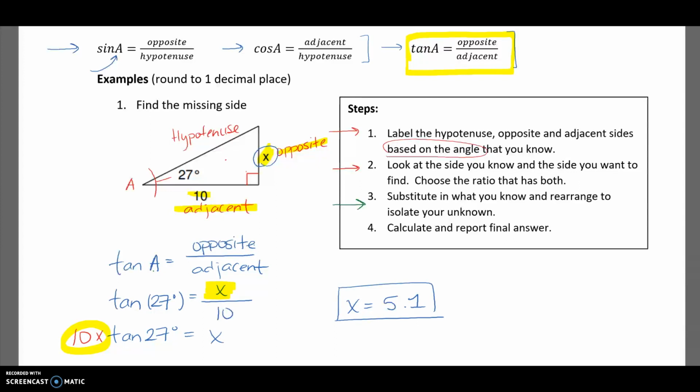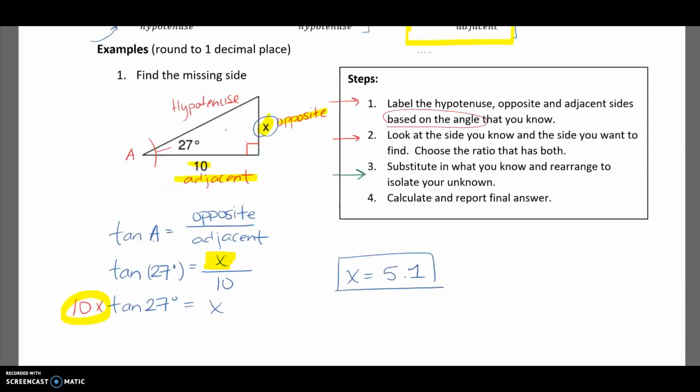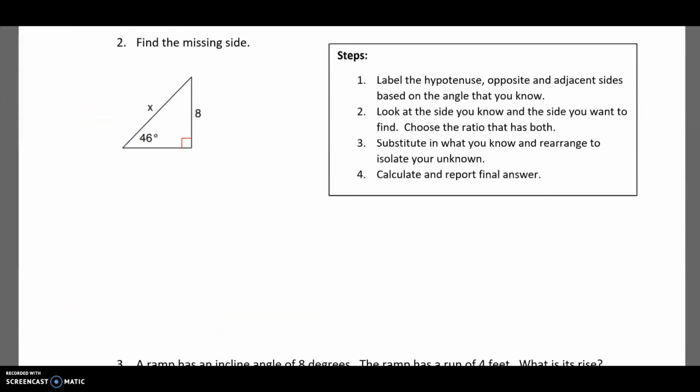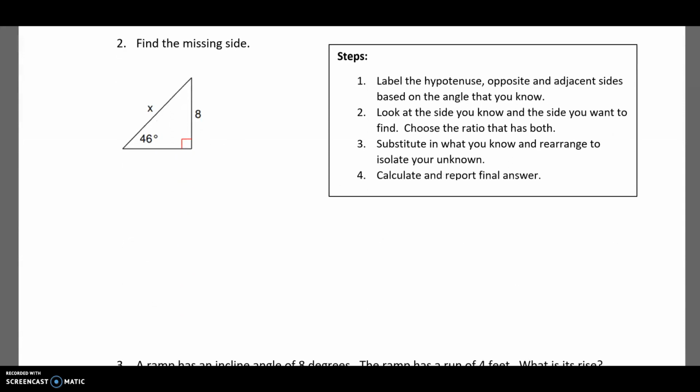Let's work through a couple more examples so that you can practice setting these up and punching them into your calculator. Again, we'll find the missing side and round to one decimal place. Here, our missing side is labeled with x again, and we'll label our triangle first.